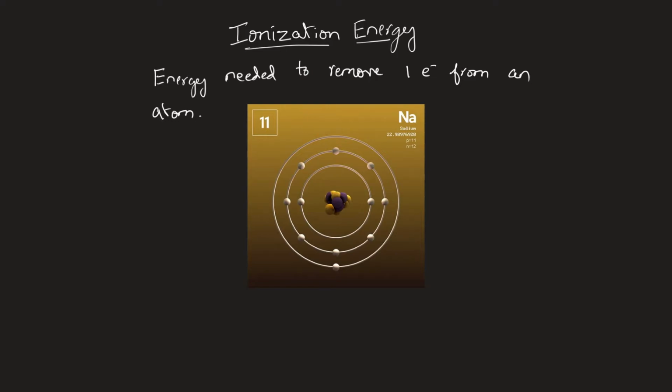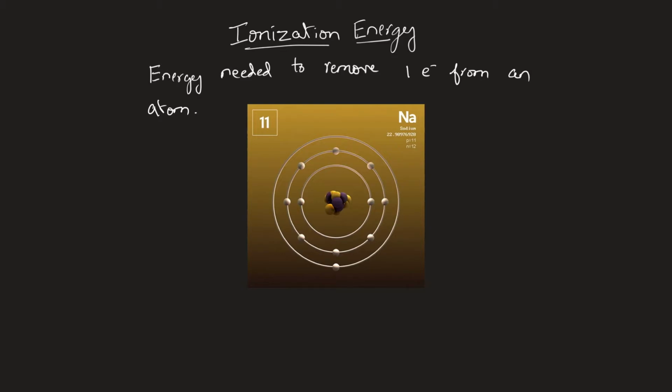Moving right along, the next item on our list is a topic we have already learned, which is ionization energy. We defined ionization energy as the energy needed to remove 1 electron from an atom. So we turn to our trusty old sodium atom here that has 11 electrons. You should now be able to tell me that there is 1 valence electron and 10 core electrons.